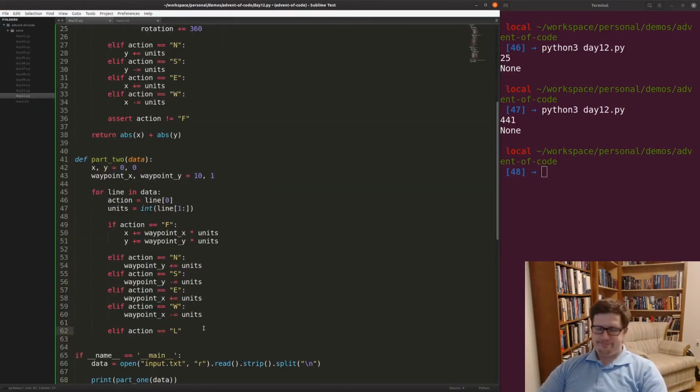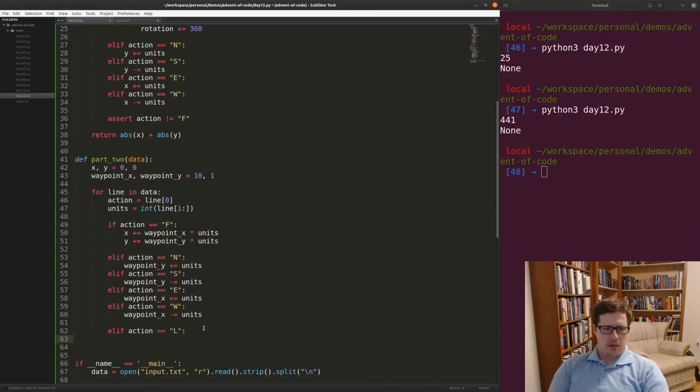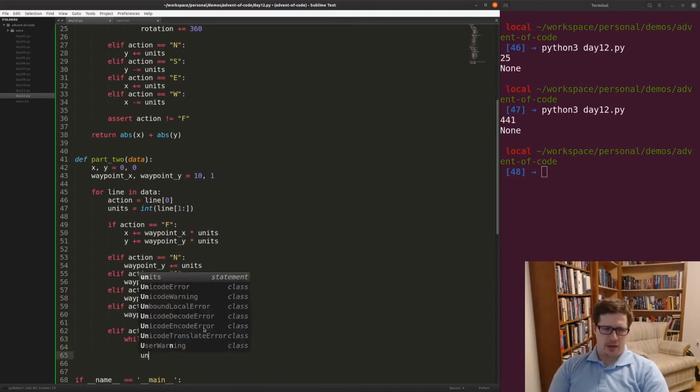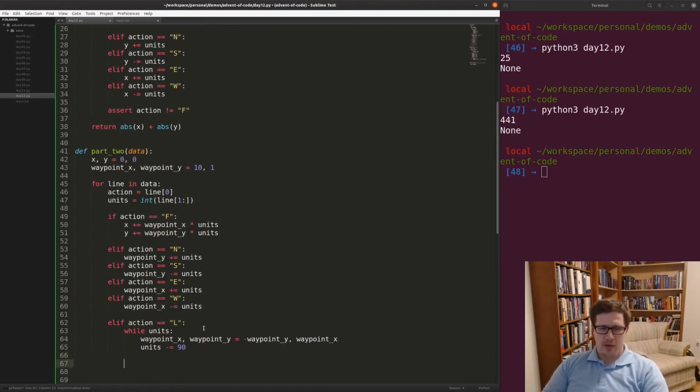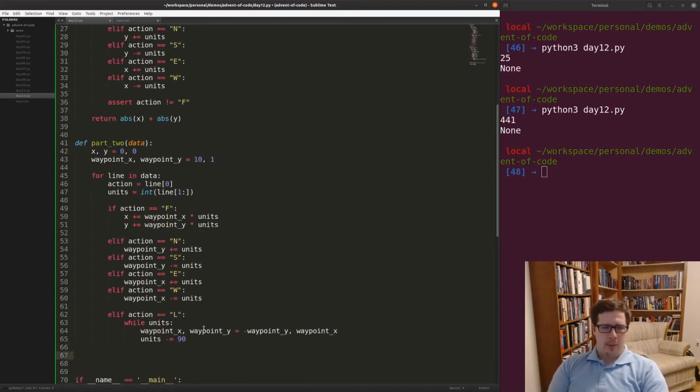Perfect. Okay. So this would mean that while we have units, we're going to subtract 90 from units, okay, so that's the given number of degrees that we are rotating, and waypoint x and waypoint y are now going to turn into negative waypoint y and waypoint x. They're essentially going to swap places, but with a negative.